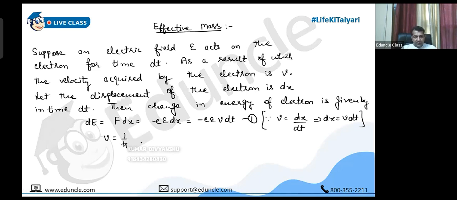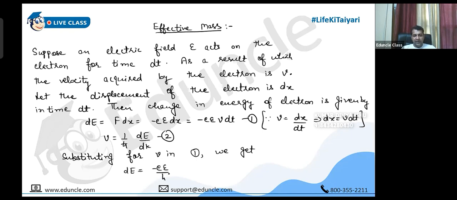Now, yesterday we calculated that velocity is given by this expression. So substituting for v in equation 1, we get minus E times E by h cross, dE by dk, dt. So dE, dE will get cancelled, and from here dk by dt will be minus E E by h cross. Kindly number it as equation number 3. Is it clear? Up to equation number 3, any doubt?